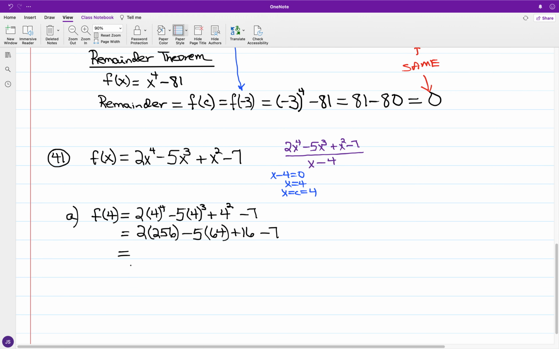And so in the follow through, you have 512 minus 320. And you have 16 minus 7, or you could just write this as plus 9. And with the result here, we're going to have the outcome to be 201.